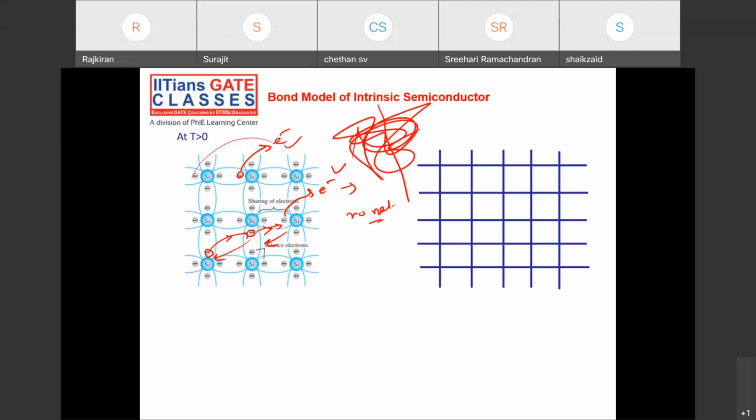Clear, sir. And also, since this is a vacancy space, at equilibrium the number of electrons is equal to the number of holes.